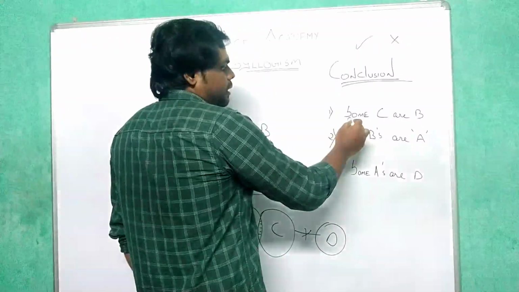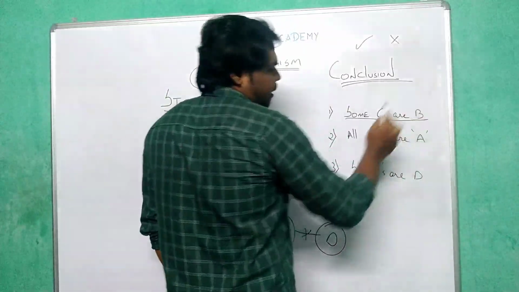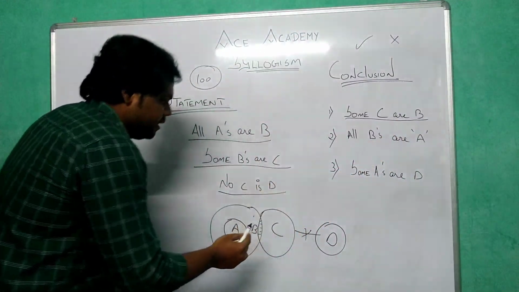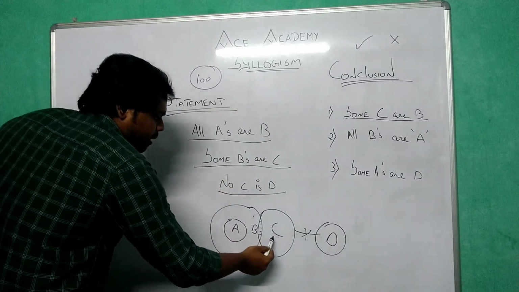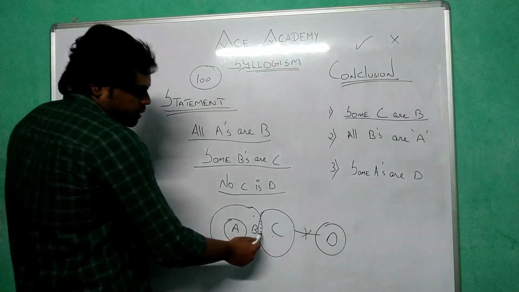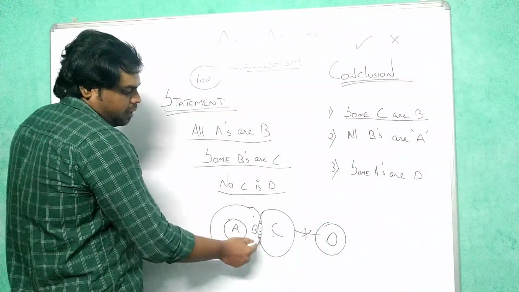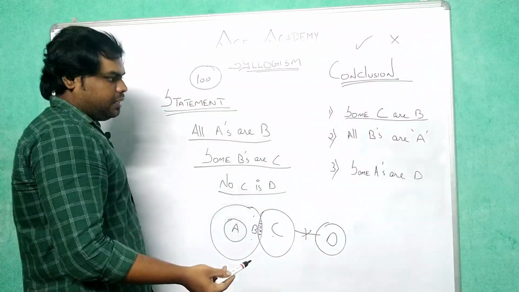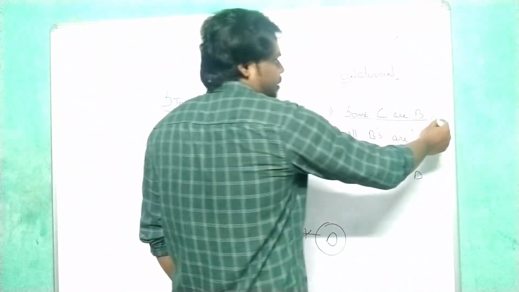So let's see. Some C's are B. If I see that some part of C is B, yes, it is right. Some part of B is being marked as C, so we can say that it is right.